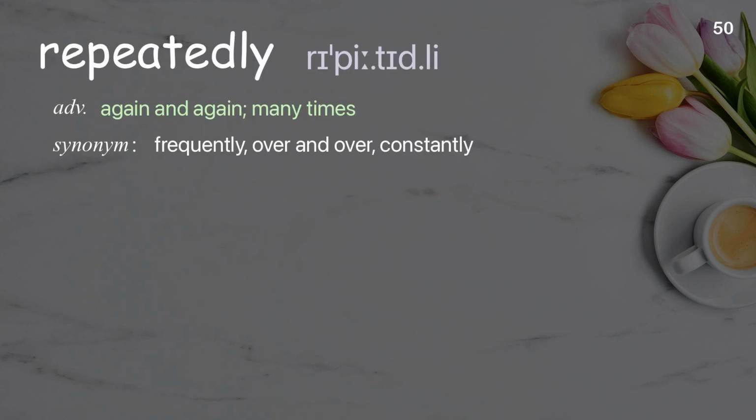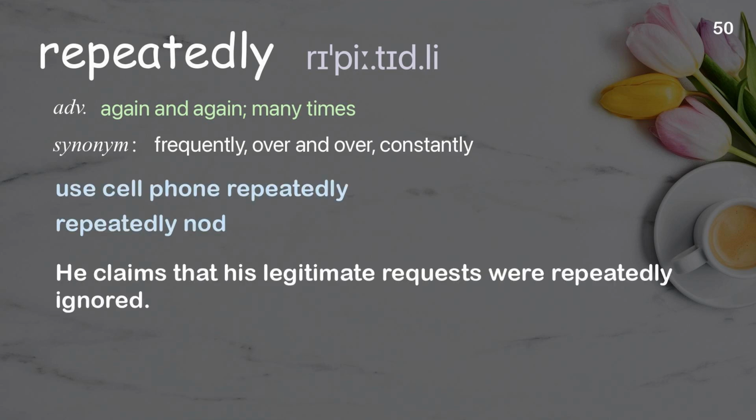Repeatedly. Again and again, many times. Examples: Use cell phone repeatedly. Repeatedly nod. He claims that his legitimate requests were repeatedly ignored.